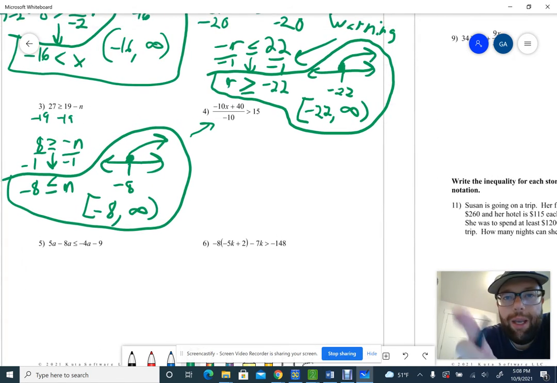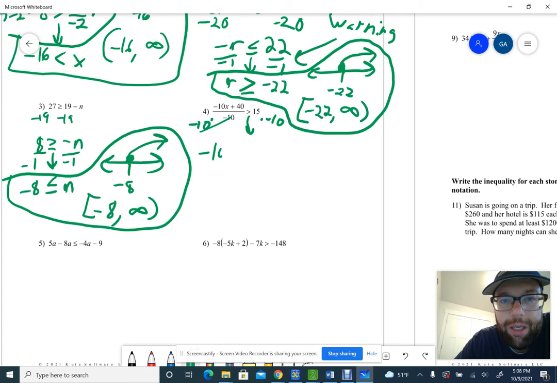Okay. Now here, the -10 is grouping, so I have to get rid of that -10 first. So I'm going to start by multiplying negative 10. Again, you always ungroup first, right? So those cancel out, and you'd have to flip the sign because you're multiplying by a negative number. So negative 10x plus 40 is now less than negative 150.